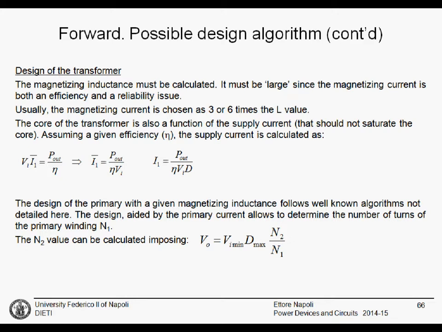For the transformer, the first thing we need is the magnetizing inductance. We want it large because we have seen more than once that this magnetizing inductance is a problem, will provide us issues and also efficiency reductions. A common choice is taking a magnetizing inductance that is 3, 5, 6 times the output inductance value.